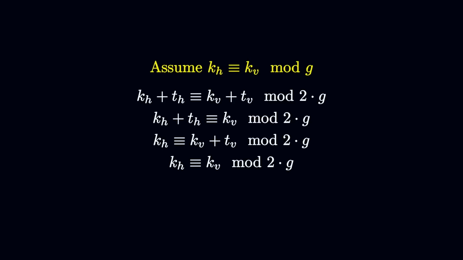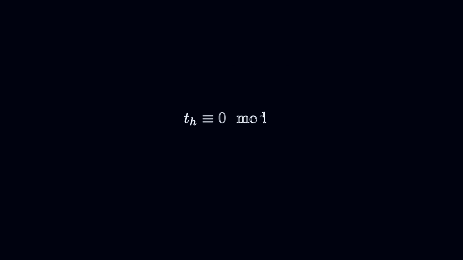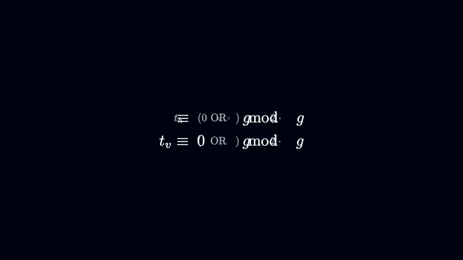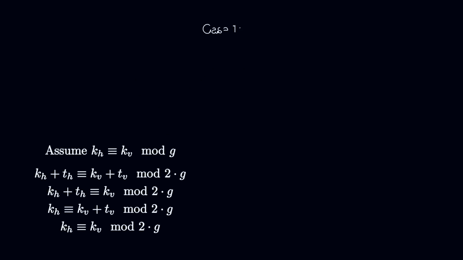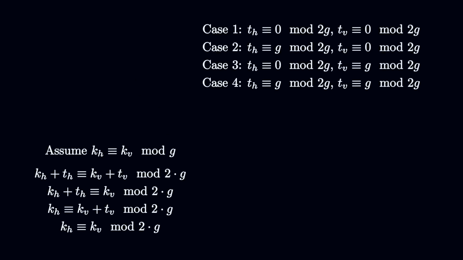Now, using this assumption and the 4 equations we've set up, we want to know that exactly 2 of these equations must be true. To do so, let's try to learn what we can about our values of th and tv in different moduli. Since g is a common factor of th and tv, we know that both th and tv are congruent to 0 mod g. This means that mod 2g, th and tv must be congruent to either 0 or g. This means that there are 4 cases to consider. Let's go through them one at a time, starting with the case of 2 zeros.